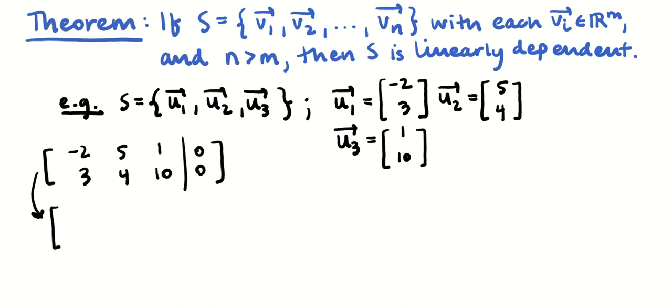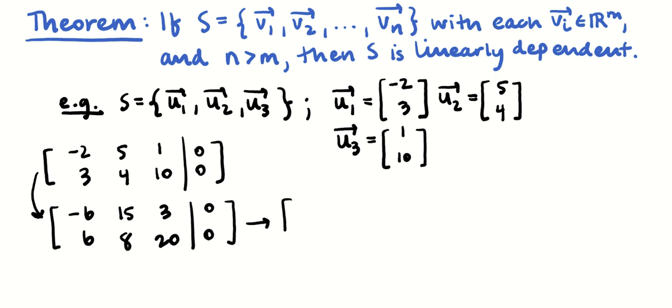So what I'm going to do is I'm going to multiply row 1 by 3, so I'll have -6, 15, 3, and 0, and then I'm going to multiply row 2 by 2, 6, 8, 20, and 0. Okay, now I'm going to go over here and add down, so I'll have 0, 23, 23, and 0. Seems almost too good to be true, which I'm going to then divide that row by 23 and get 1, 1. Oh, oops, lost my vertical bar. All right, so I'll have 1 and 1, and then I will have the vertical bar there.